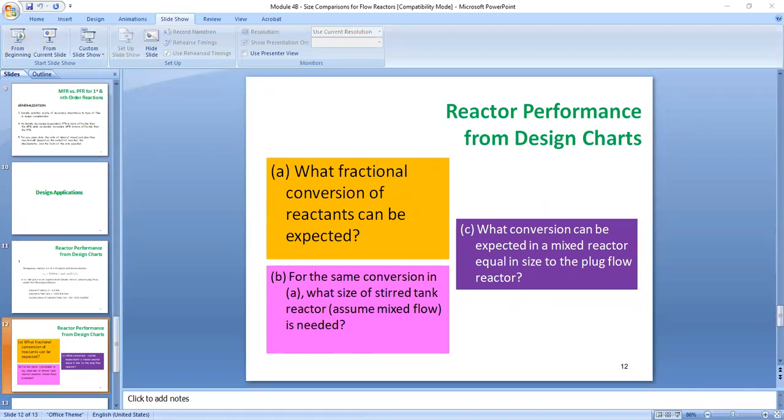Can you see the slide on the problem, reactor performance from design charts? Yes, miss. So we'll just read again the problem. I'm sure some of you already took a screenshot of this. Then I'll share to you the Jamboard where the solution was written and then discuss everything concerning this particular problem.